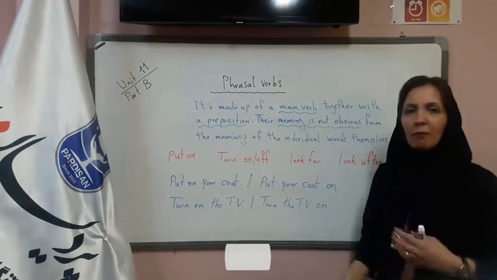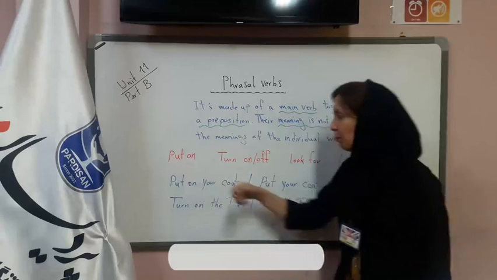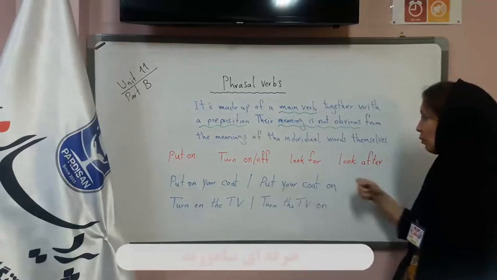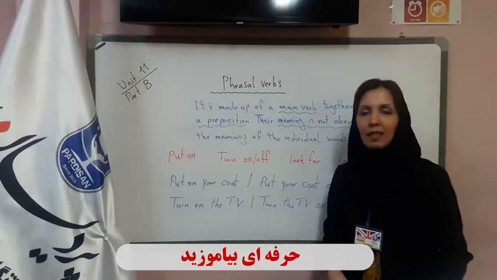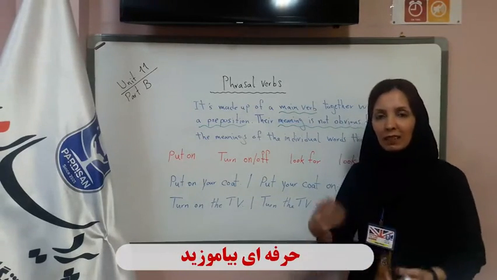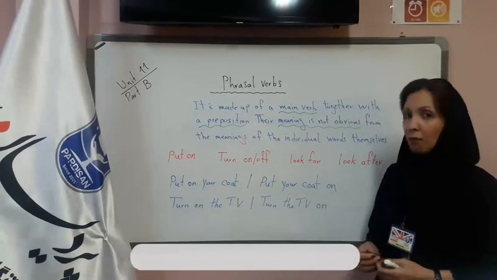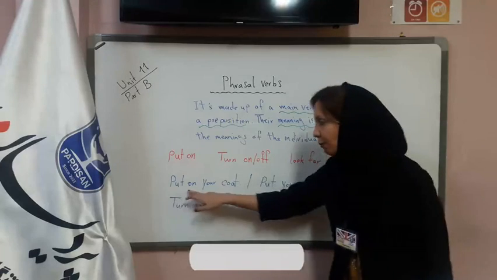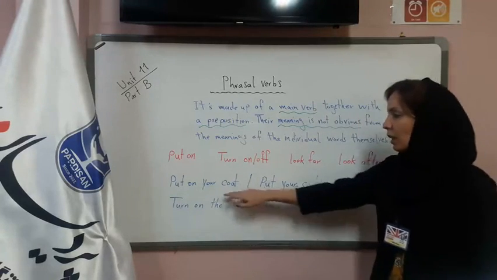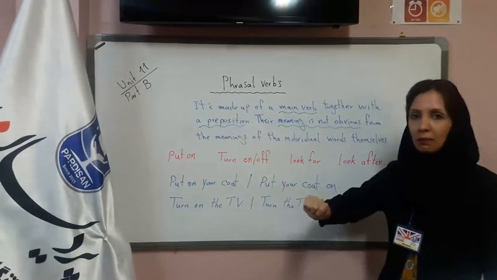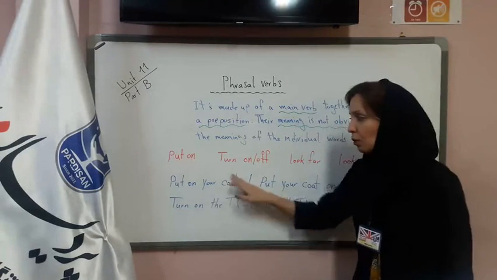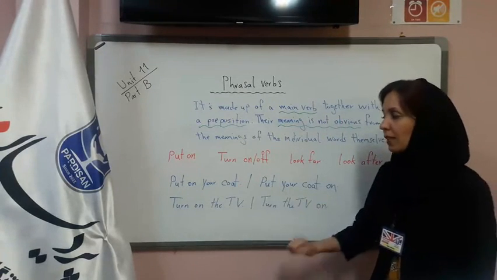Okay, you have different phrasal verbs. For example, put on, turn off, look for, look after, sit down, stand off, give up, fill out. These are examples of phrasal verbs. Look at the example, put on your coat. Your coat is the object of this phrase.